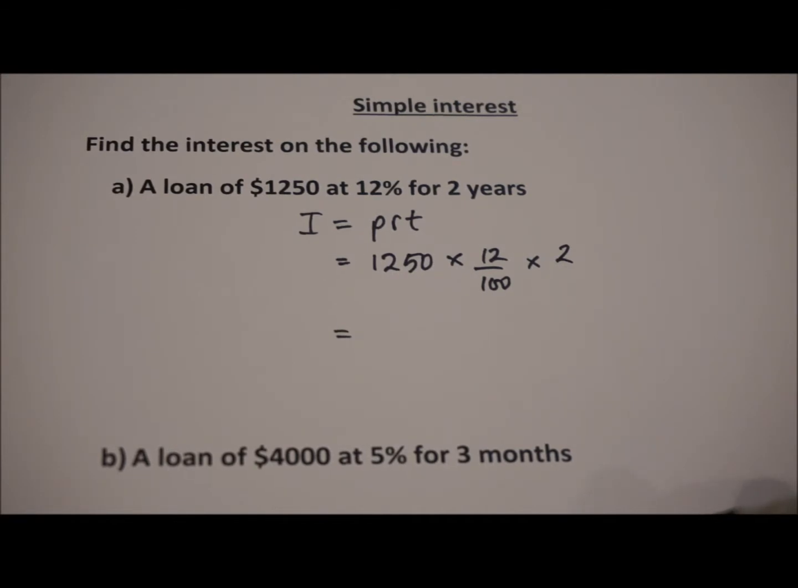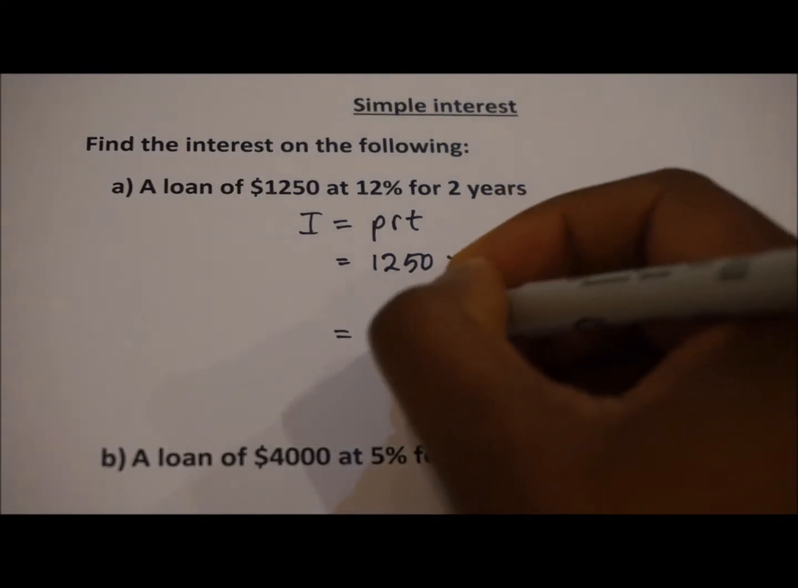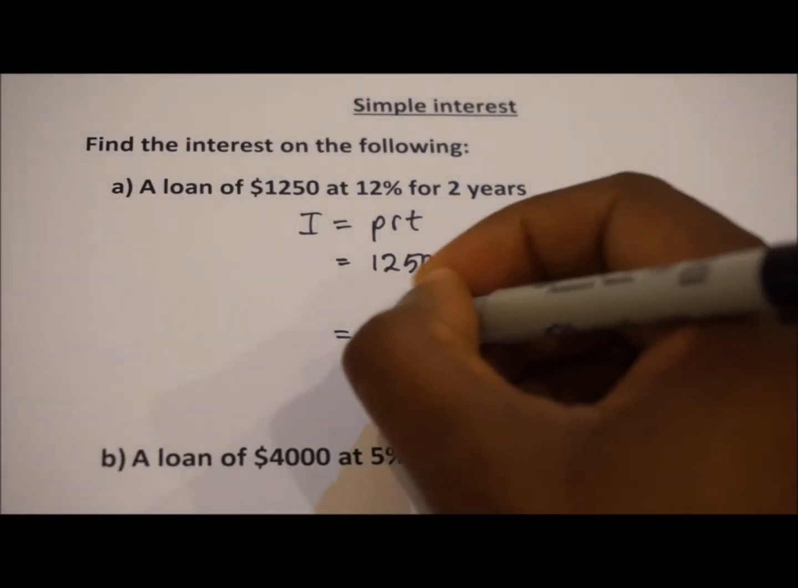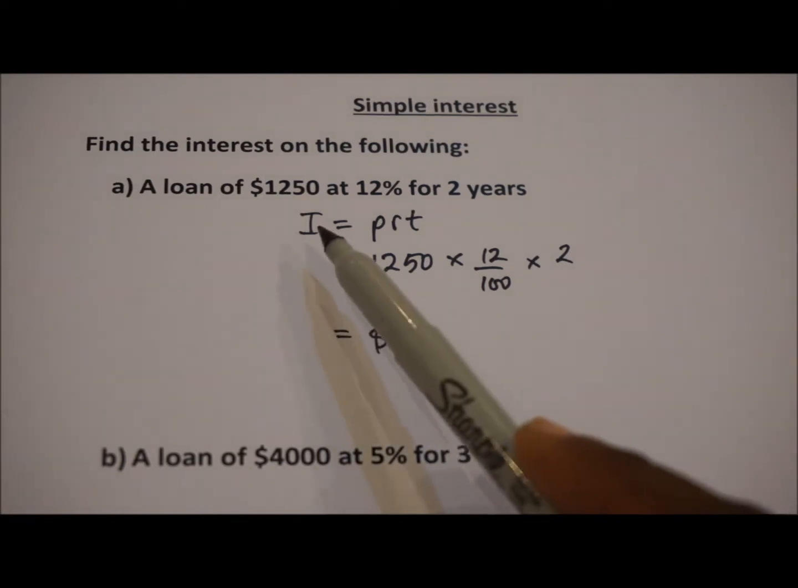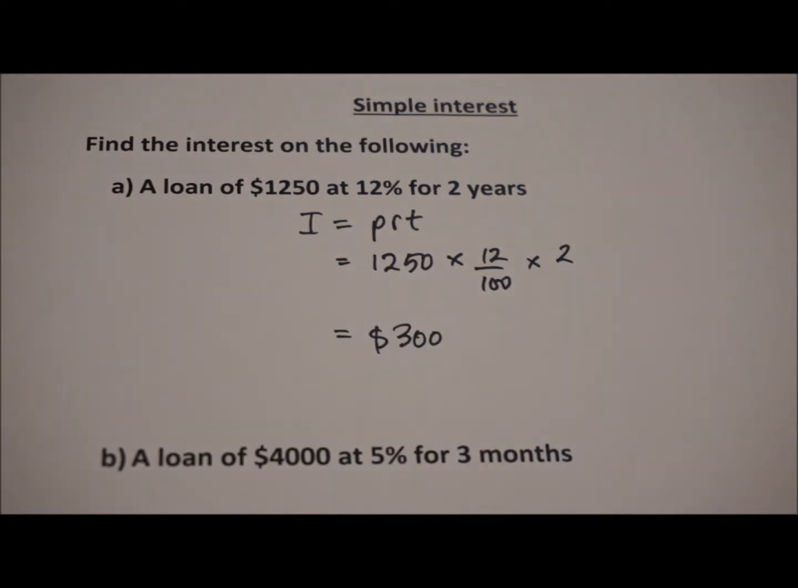And if you do your problem, your answer should come out to be $300. Therefore, the interest on that loan for the 2 years was $300. Notice if the question was asking for how much you pay back in total, you would take the interest and add it back to the principal in order to find the total amount that you paid.